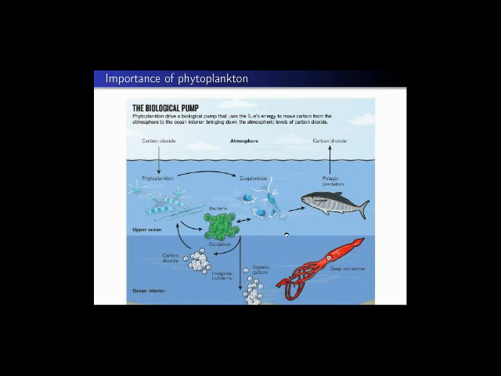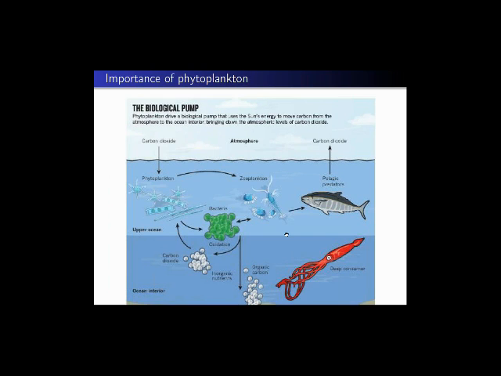Phytoplankton also play an important role in the biological pump. The biological pump is the mechanism through which carbon is taken up by the ocean. How this happens is that phytoplankton take up carbon dioxide as they photosynthesize. Eventually they die, and the cells containing the organic matter sink down to the ocean interior, where they get stored for a very, very long time.